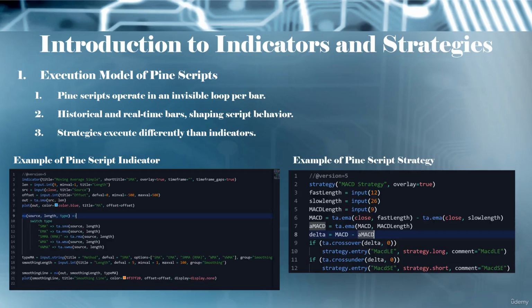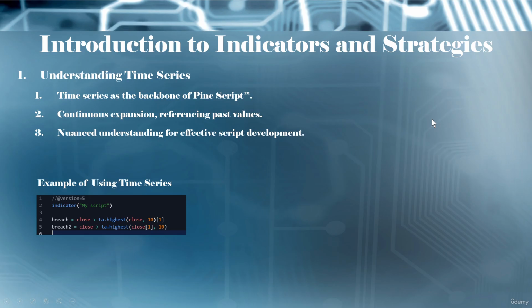Now let's take a look at time series, and let's try to understand how time series work in the Pine script. The backbone of Pine script is the time series, a data structure containing values for each executed bar. This continuous expansion of time series with each bar execution enables referencing past values through the history referencing operator, which is the square bracket operator as you see on the screen.